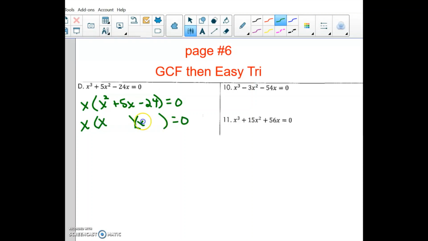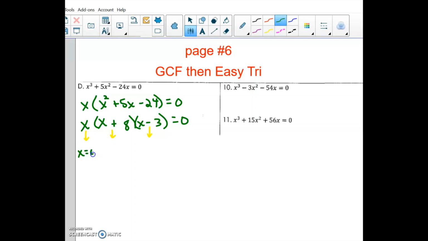x, 8 times 3 will be 24. It has a difference of 5. The larger number carries a sign. So we have three distinct factors that will match our degree.